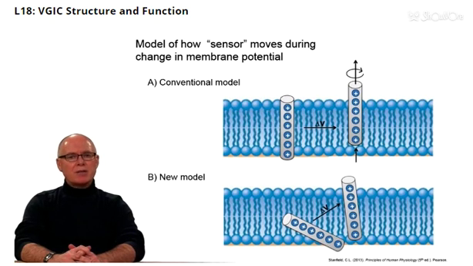Initially, the model developed to portray this potential interaction suggested that the S4 region moved up and down according to the membrane potential. However, more recent evidence and modeling suggests that the S4 region moves more like the backstroke of a canoe paddle, as seen in image B of this slide.